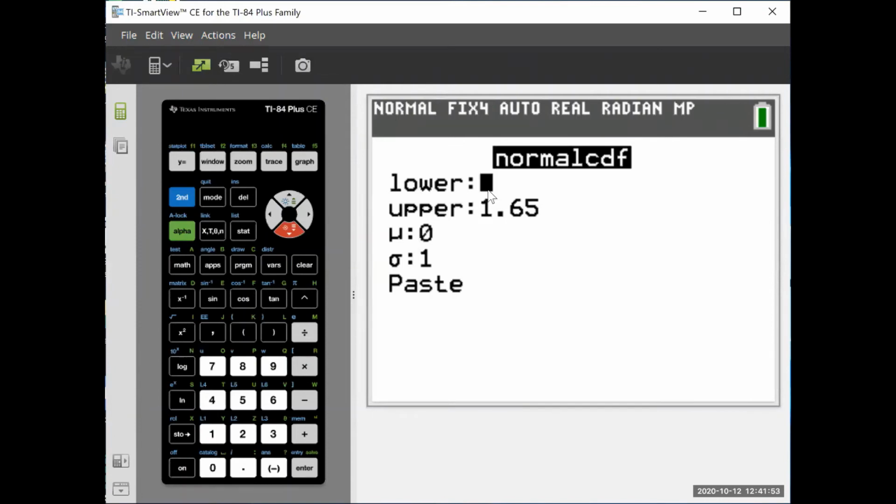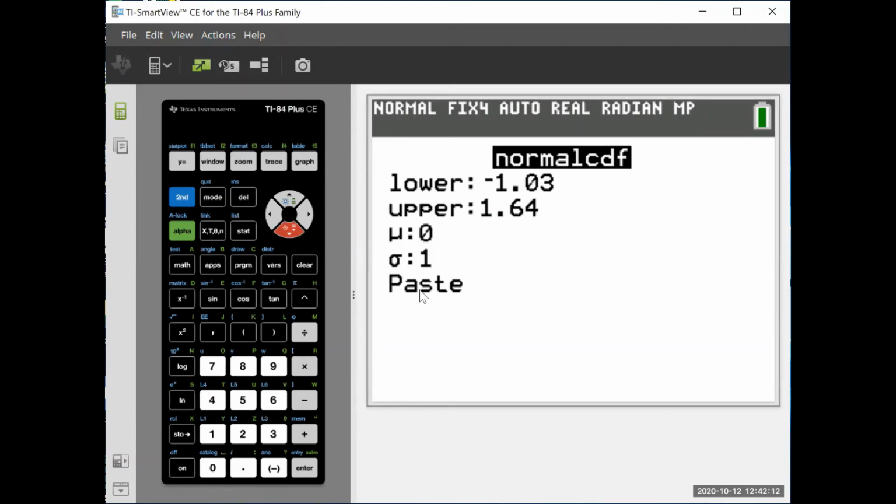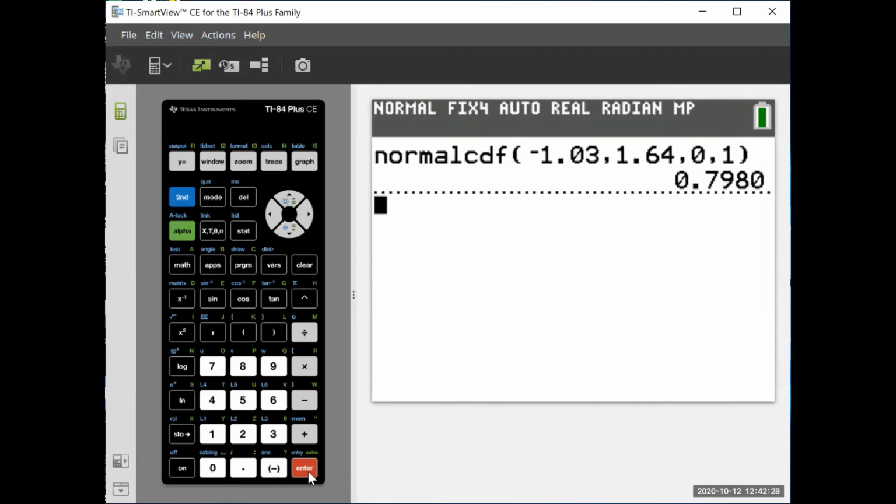Then here, we have to fill in the information. Lower limit for our area in our example is negative 1.03. Upper limit for the area is 1.64. I need a mean of 0. That's what I have. Standard deviation 1. That's what I have. Now paste this in the main screen, and you'll see what you have written in your note catcher. We have written normal CDF, negative 1.03, comma 1.64. Mean is 0. Standard deviation is 1. Hit enter to get the result. If you hit enter, you'll get 0.7980. So that is the area between z equal to negative 1.03 and z equal to 1.64.